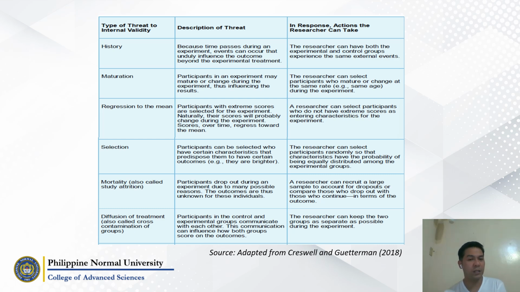There are types of threat to internal validity of the instrument. And what are these threats? So we have the history, maturation, regression to the mean, selection, mortality or study attrition, diffusion of treatment. So what do we mean when we say history?